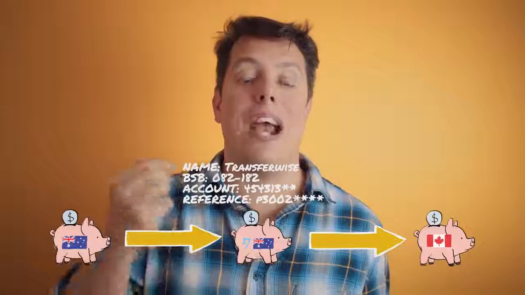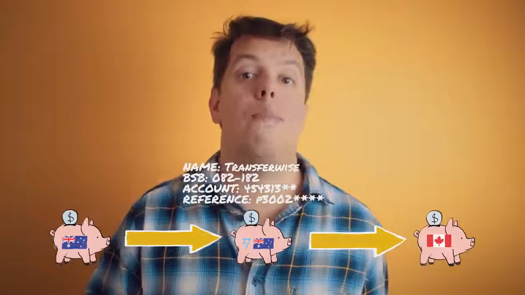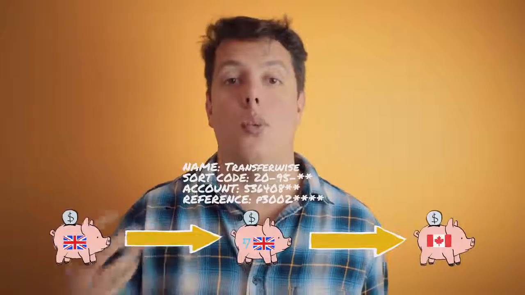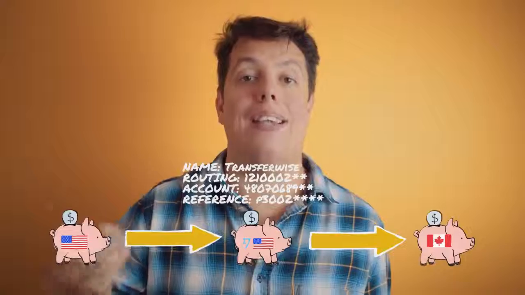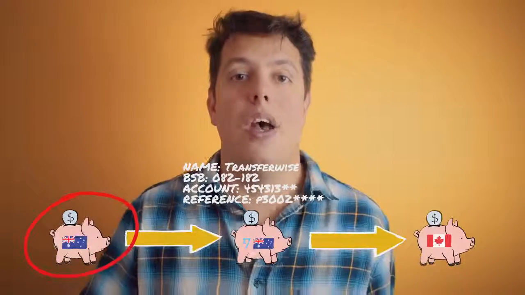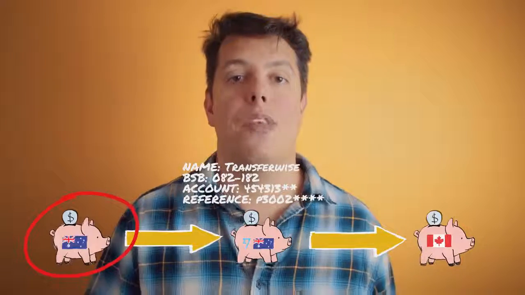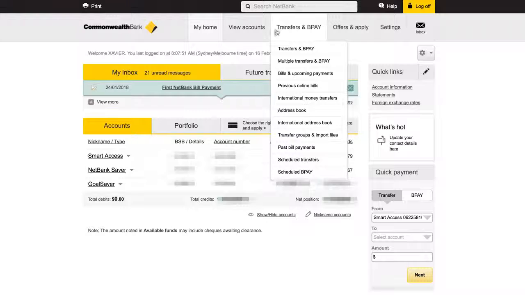So these are their own bank details in Australia. If I was sending them money from, say, France or the UK or the US, then these would be different bank accounts, they would be different bank details. So I'll just jump over to my Australian bank's website, which happens to be Commonwealth Bank. So I'll just log in and pop over to Transfers and BPay. Of course, yours might be different depending which bank you're using.